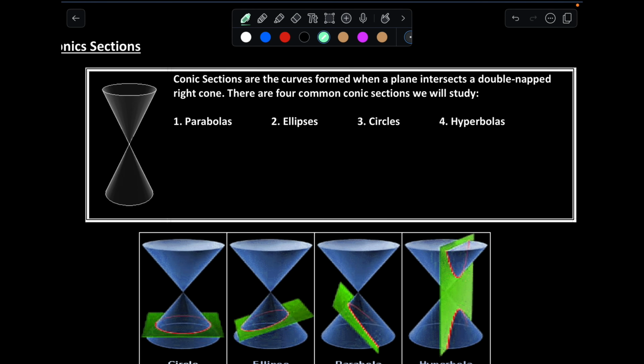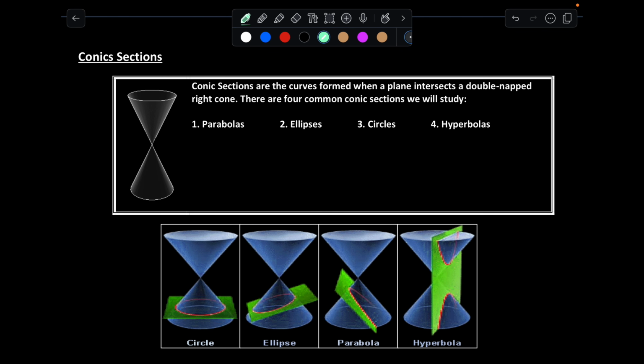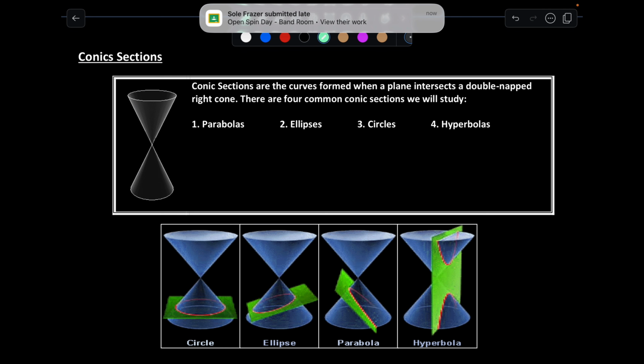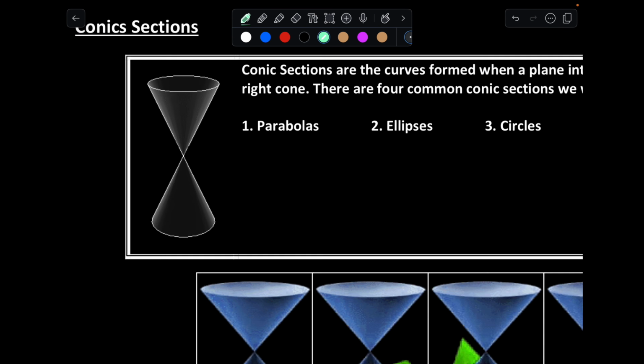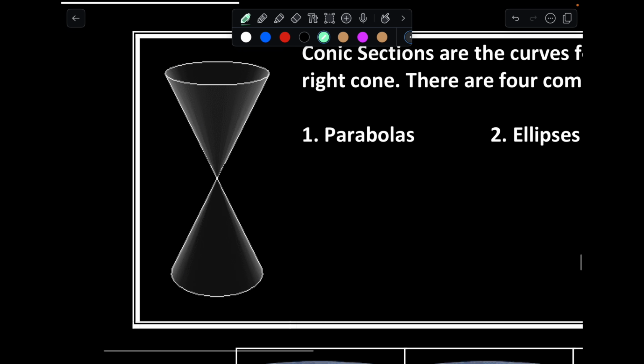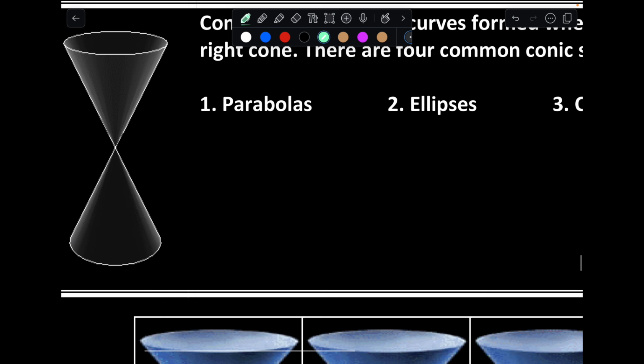This video is on conic sections, and it's the last topic in the vectors, parametrics, and conics unit for pre-calculus. Before we talk about how to manipulate these algebraically, which is what you will be assessed on, I want to talk about what they are and their fundamental use in society. Conic sections are the curves formed when a plane intersects a double-naped right cone, and there are four common conic sections. Before we talk about the double-naped right cone, I want to talk about the applications.